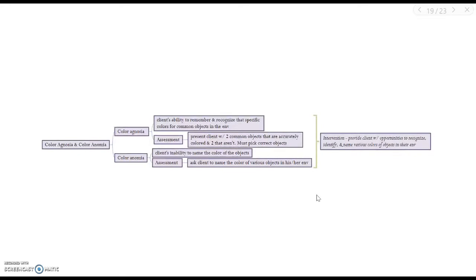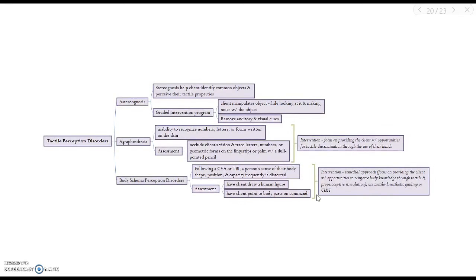Color agnosia and anomia. Color agnosia is the inability to remember and recognize specific colors for common objects in the environment. Anomia is the inability to name the color of objects. For intervention, you're going to want to provide the client with opportunities to recognize, identify, and name various colors of objects in their environment.